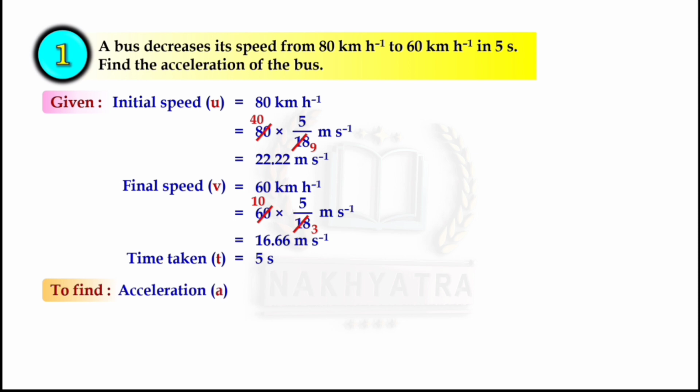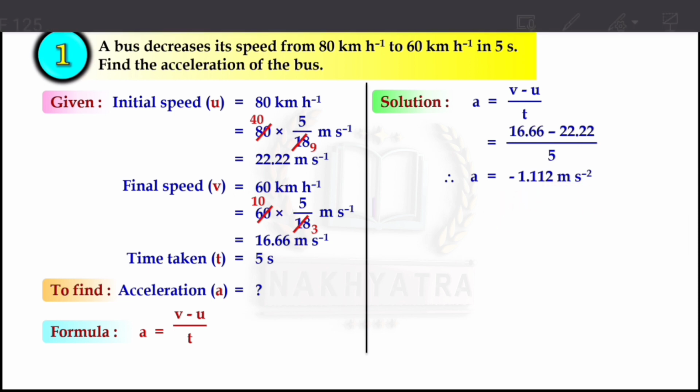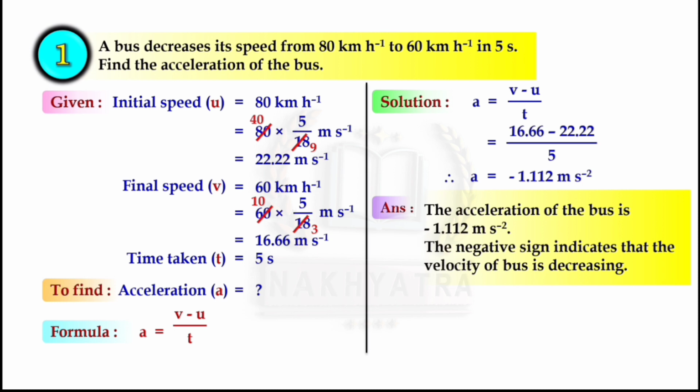For finding out acceleration, we know that the formula is a equals (v minus u) by t, right? So this is another formula based question. You can solve it by yourself. Do the calculation. So a equals (v minus u) by t. Now by putting the values, we will get a equal to minus 1.112 meter per second square. Don't forget to write the unit, meter per second square, okay? So the acceleration of the bus is minus 1.112 meter per second square. Here don't ignore the negative sign, because the negative sign indicates that the velocity of the bus is decreasing.